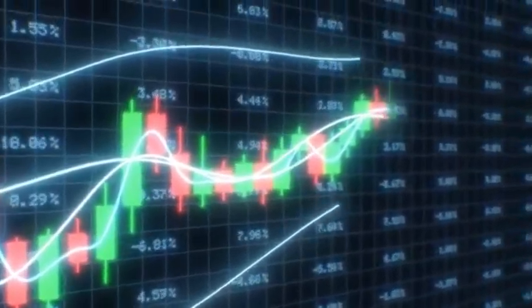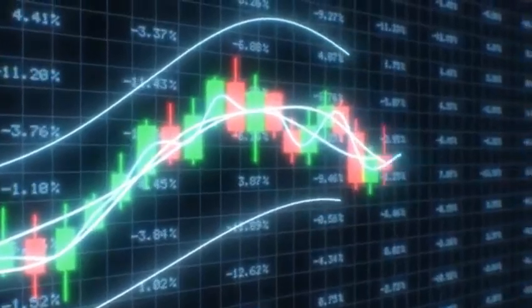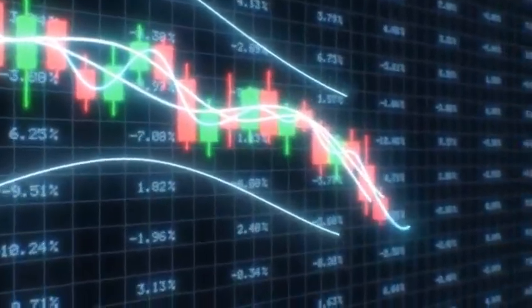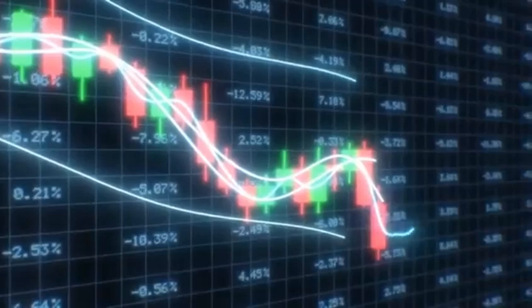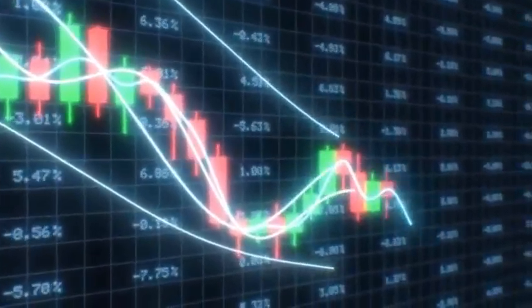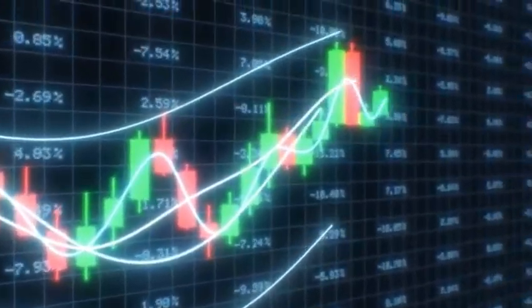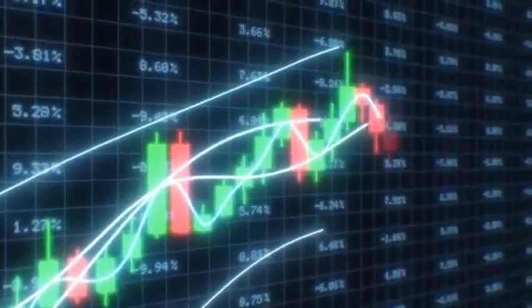1. The open. This is the price at which the market opens for that time period. 2. The close. This is the last price at which the market traded during that period. 3. The high. This is the highest price the market reached during that time. 4. The low. This is the lowest price the market hit during the same period.